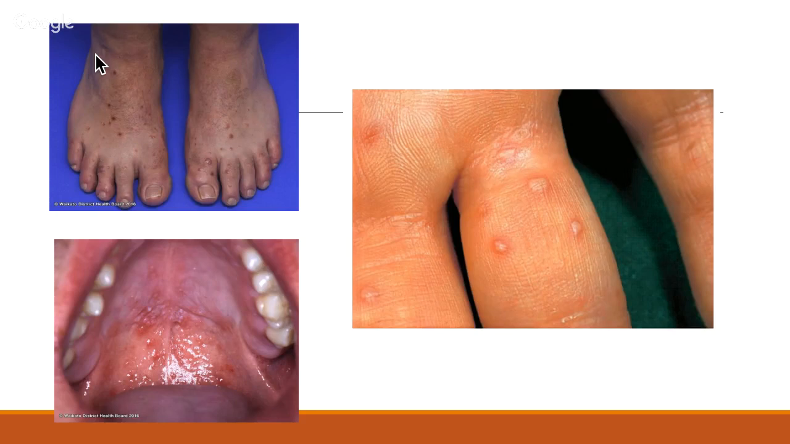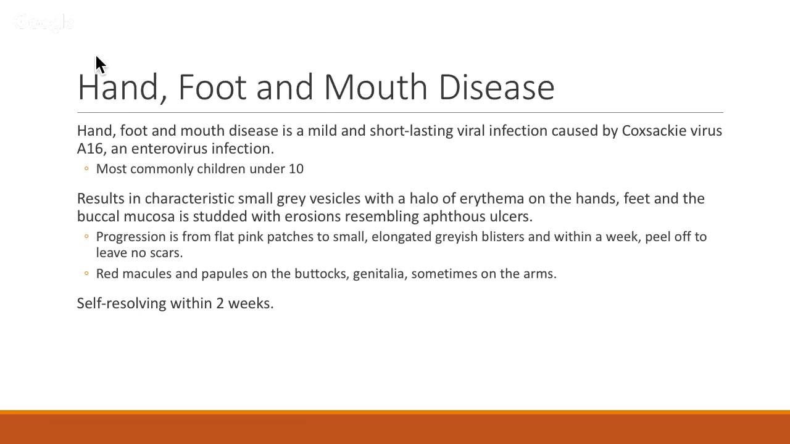Yep, this was really straightforward. So, again, it's important to know the viruses for these classic viral exanthems. So this one's Coxsackie virus A16. And you get small grey vesicles on the hands and the feet. And then in the mouth, you can get these ulcers that resemble aphthous ulcers, which make it really difficult for the child to drink and eat.